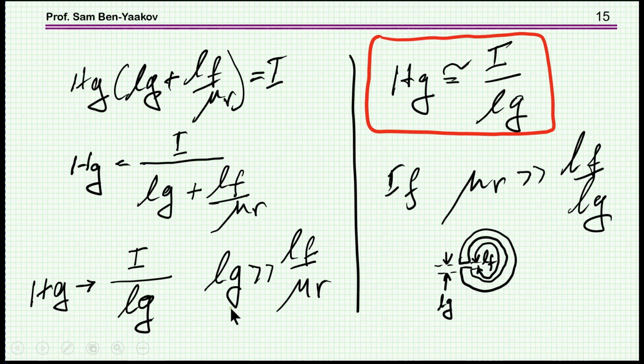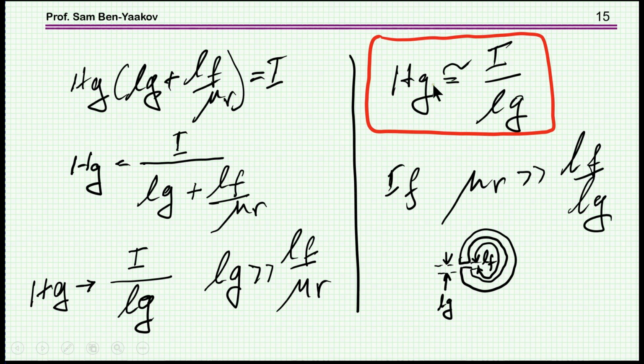And this will hold, of course, if mu r is large, because with a large number this becomes small and we can neglect it. Or we can say that we want mu r to be larger than the length of the path in the ferromagnetic element over the gap. And this usually will be the case because, as I've already said, mu r could be thousands, and here we might have 10, 100 at most. So this holds, and therefore this is what we're getting.